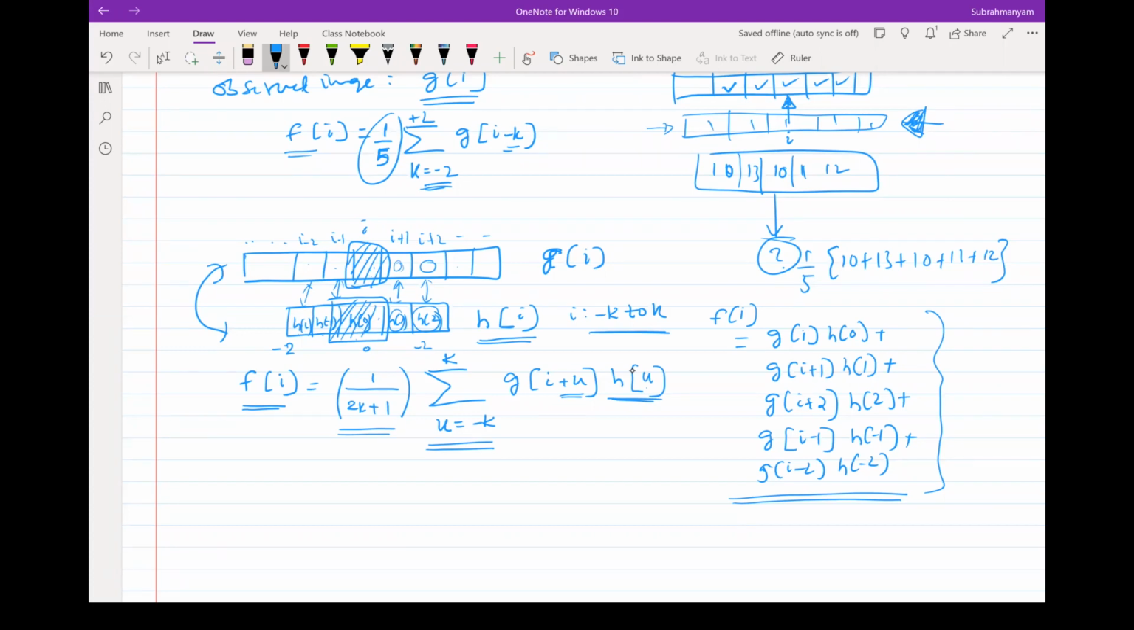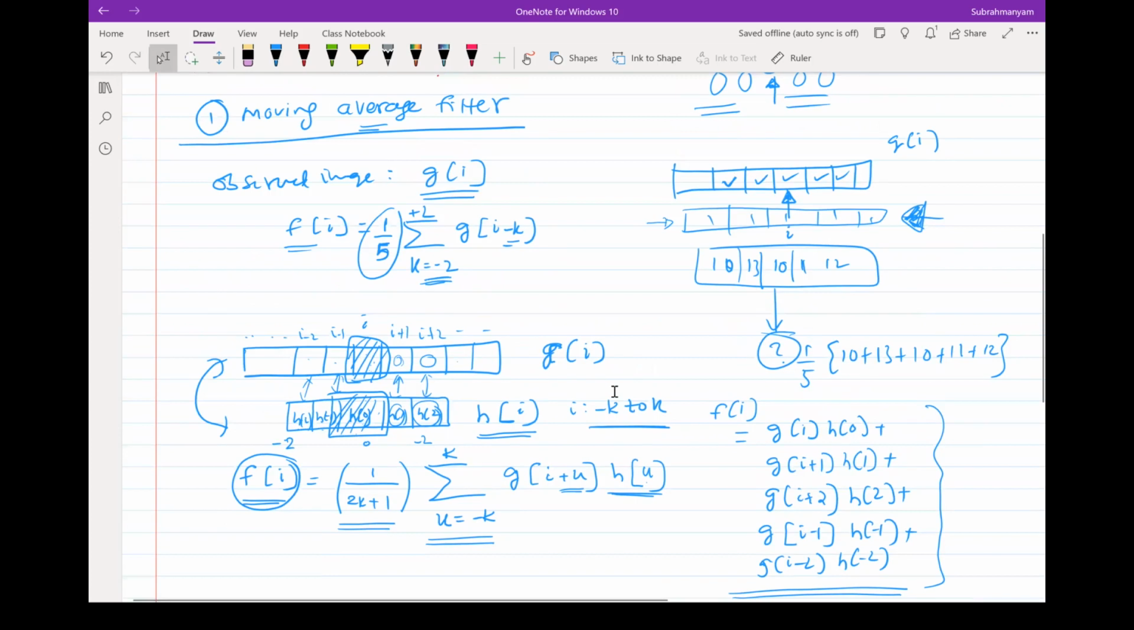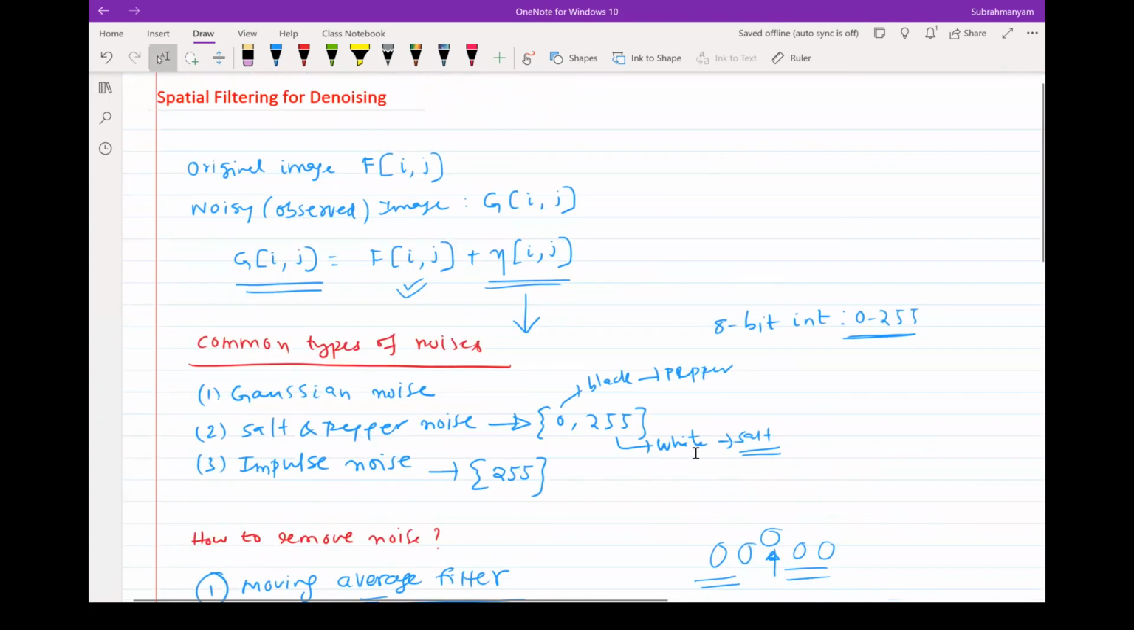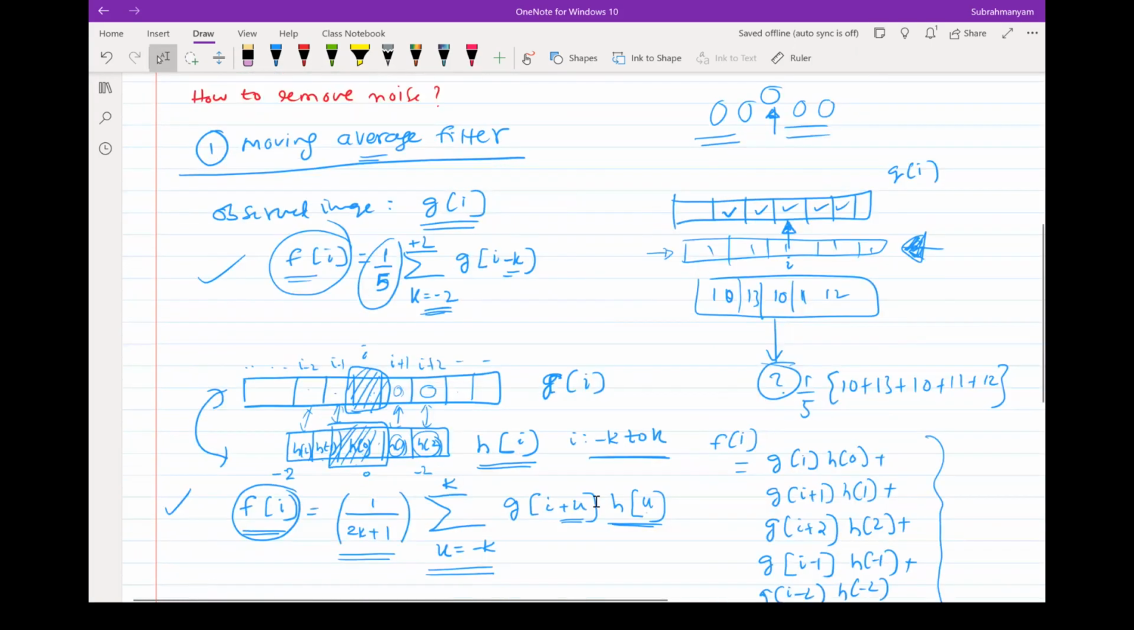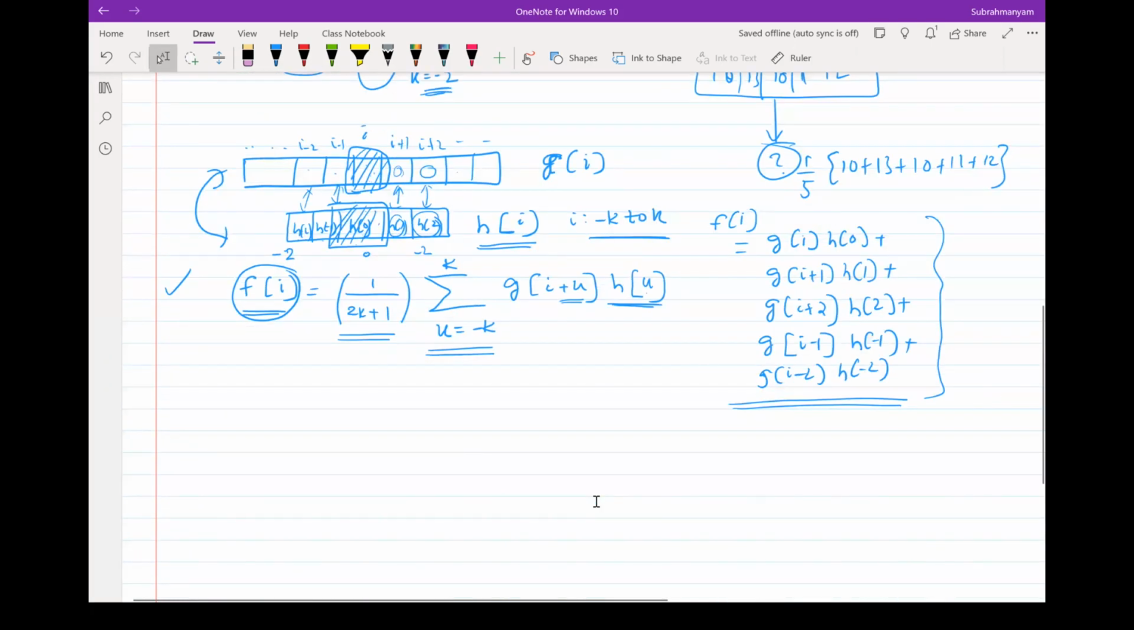Just a question: this f of i that you have written in the second part, what exactly is this for? For example, for denoising, we are assuming that you do some operation like this, the way we are doing the moving average filter. We are generalizing it, and the resulting image is f of i. Here f is the denoised image; that is what you are getting as an output. This is different from the moving average filter, in that case this has nothing to do with that.